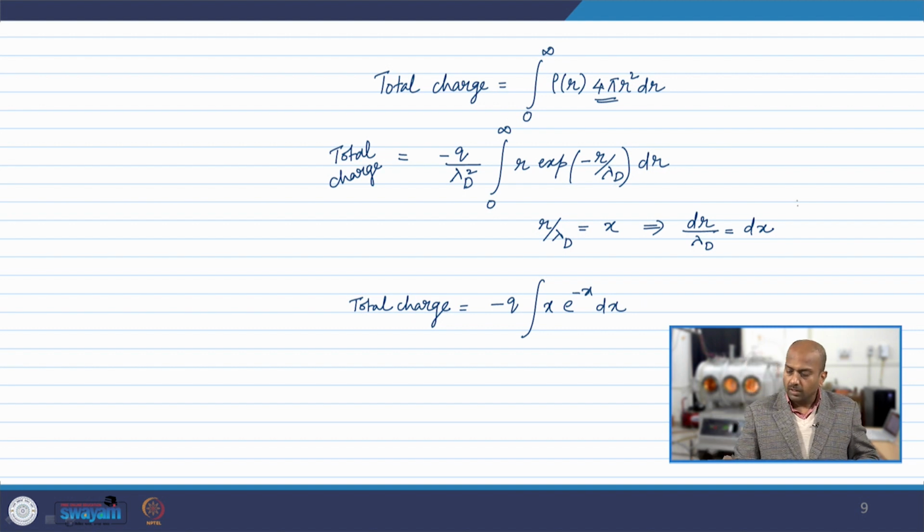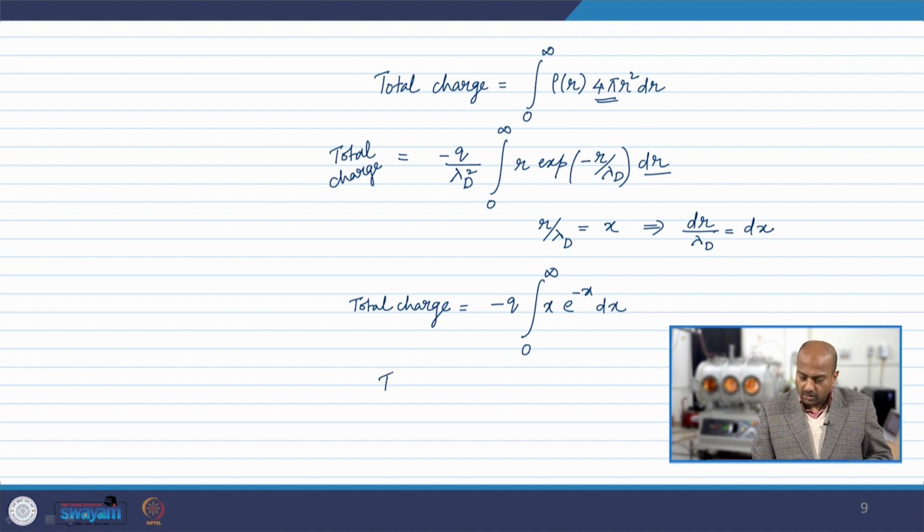dr is lambda d dx here, and if you substitute r equals x lambda, lambda d square will appear in the numerator, that will cancel this lambda d square. Since you have already used r in terms of x, it will be x e to the power of minus x. So, this integral is a pretty standard integral which is called the gamma function.